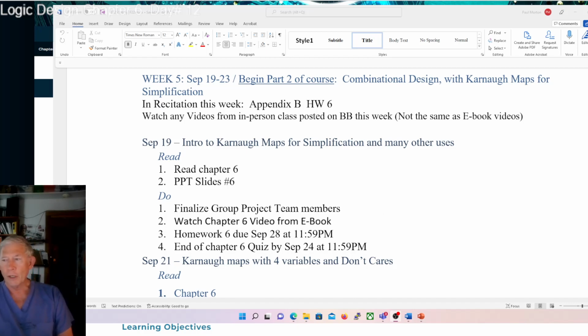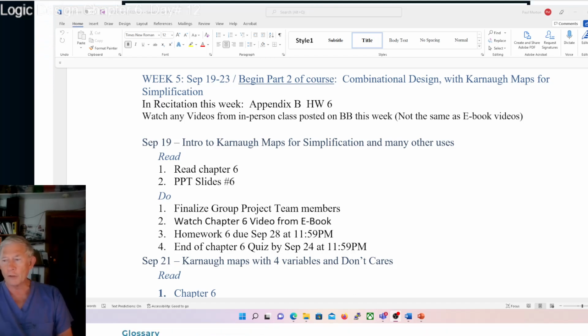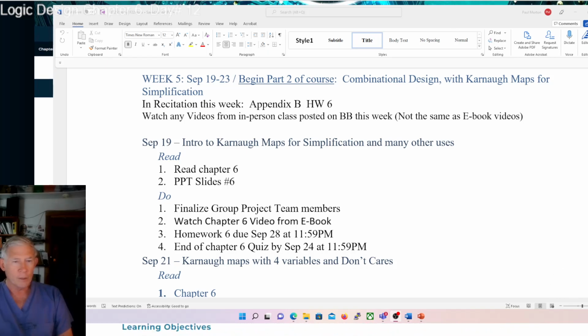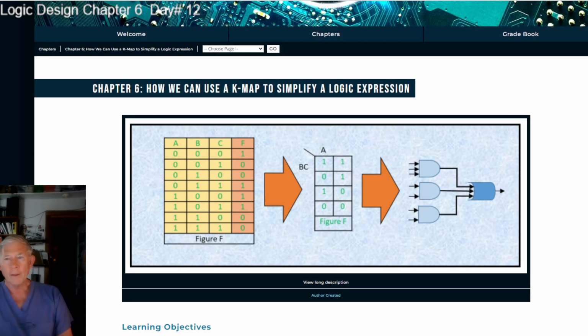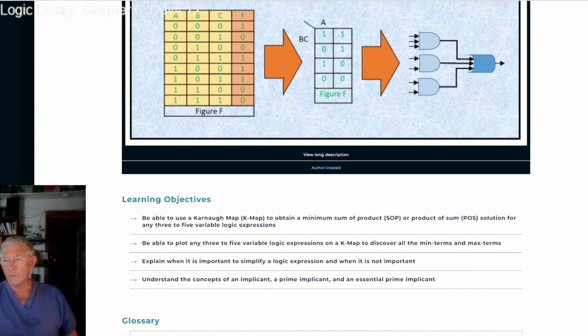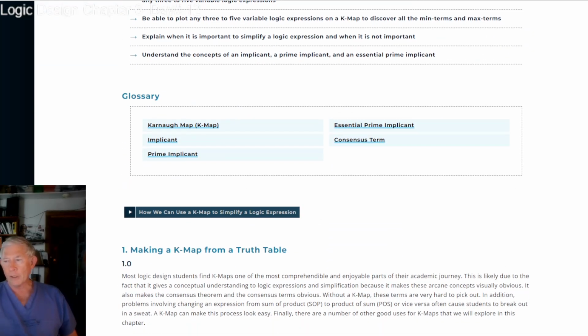There is a chapter 6 video that goes over K-maps, and you should look at this. Here's our book, and if you scroll down, here's the video, and it goes over the whole book. So you should definitely look at this, and then I'm going to talk a little bit more specifically about K-maps right now. I think I'm going to use the slides for that.